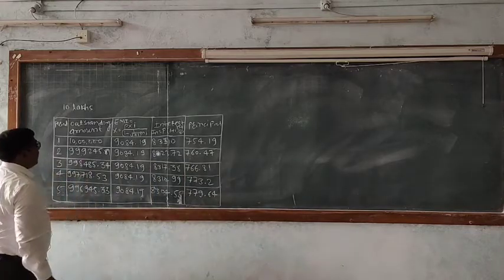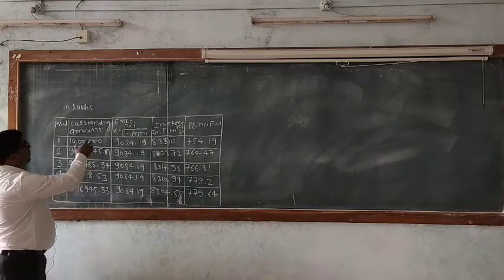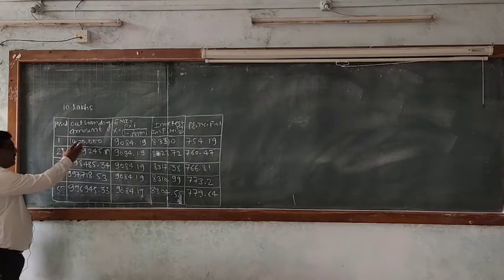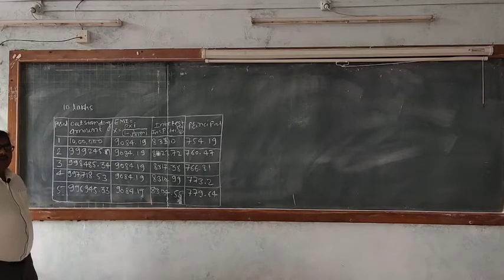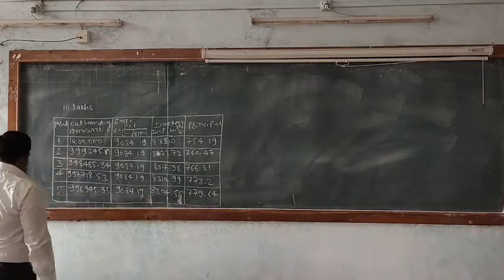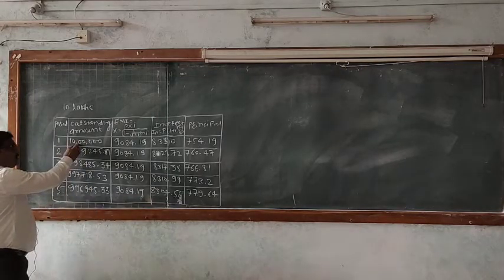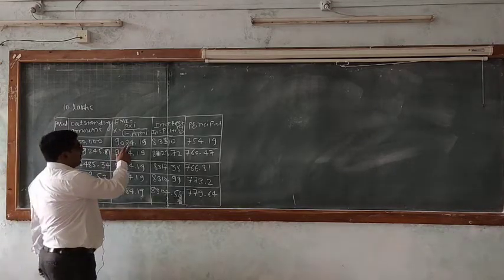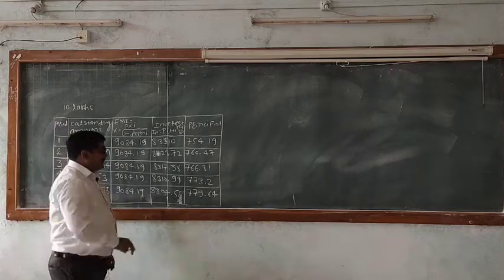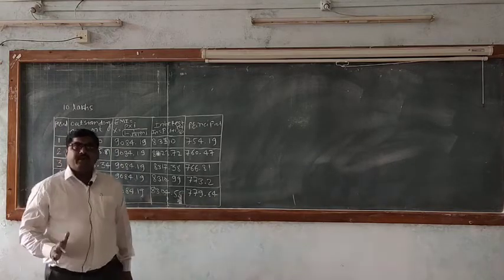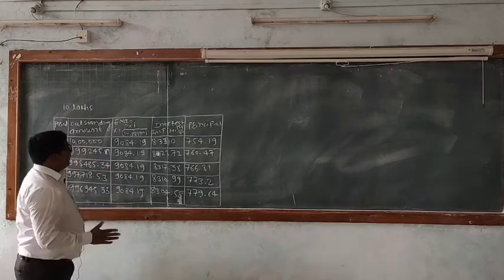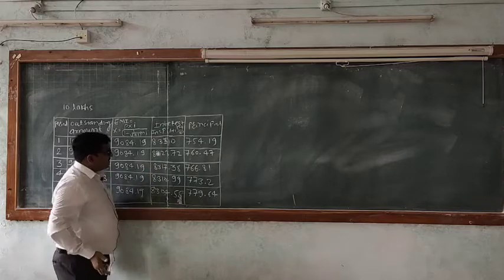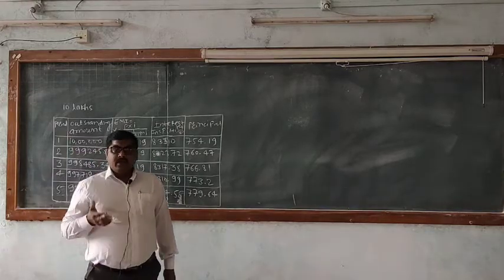Just remember, I have taken the loan of rupees 10 lakh. My EMI is 9,084.19. This is same for all the remaining months. Then this interest is changing month to month.